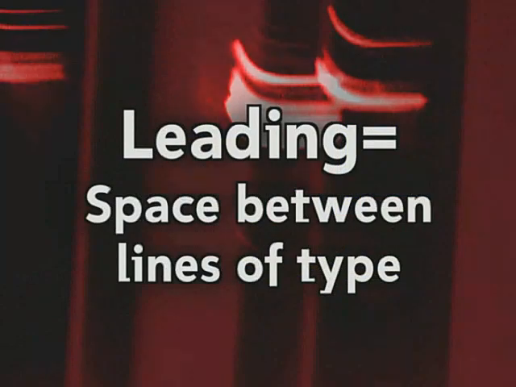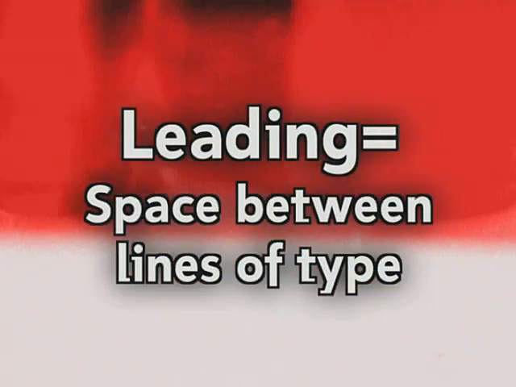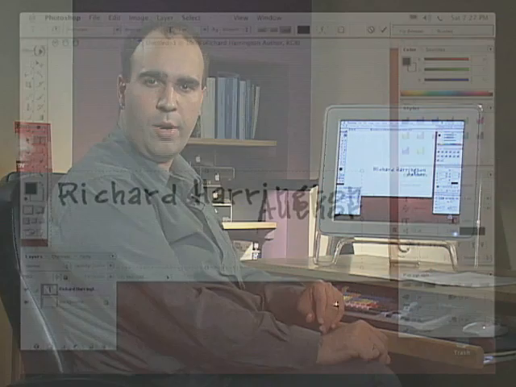Again, kerning is the space between individual pairs of letters, and tracking is the entire line, the looseness or the tightness. Leading is the amount of space between multiple lines of type. This comes from the days of printing, where we physically inserted lines of lead in between the lines on the printing press.